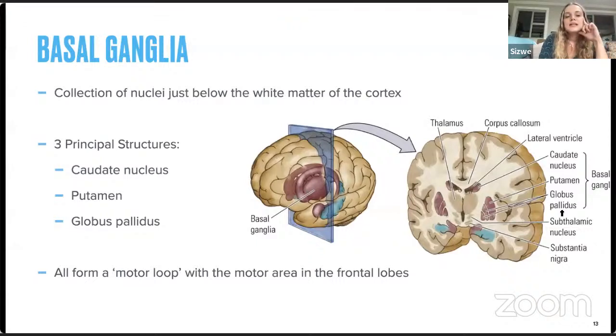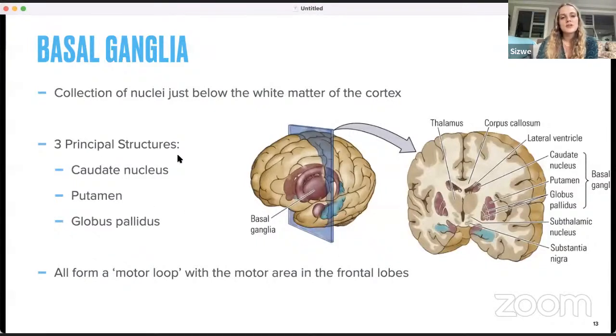It's basically a collection of nuclei just below the white matter of the cortex. Okay, and you call it a boy. That wasn't on purpose. I don't have anything against men. But basically it's a collection of nuclei just below the white matter of the cortex. So the cortex is always inside in bio. It's like the inside stuff. So just below this, we'll see our basal ganglia.